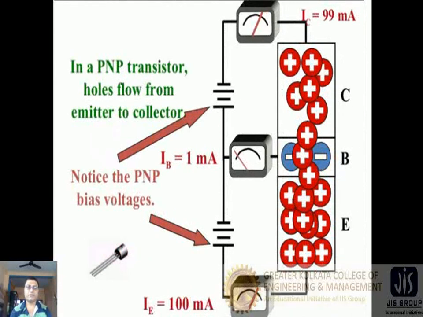In the case of an NPN transistor, the current flows from the emitter to the collector. Here we apply some bias. In this way a PNP transistor works.